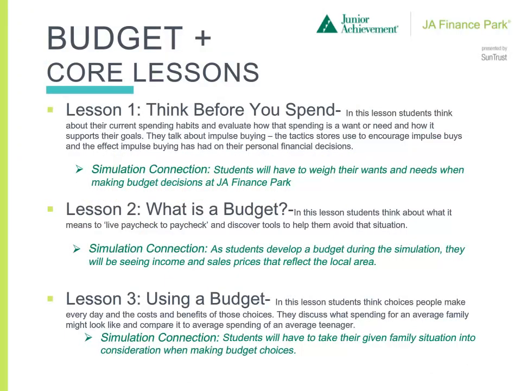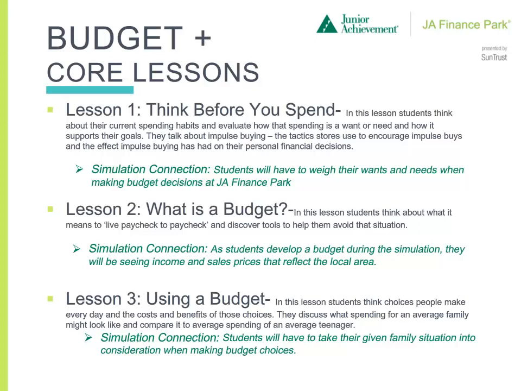These are your 3 core lessons for Unit 4 Budget Plus. In Lesson 1, students think about their current spending habits and evaluate if that spending is for a want or a need and how it supports their ultimate goal. They talk about impulse buying and the tactics that stores use to encourage impulse buys.